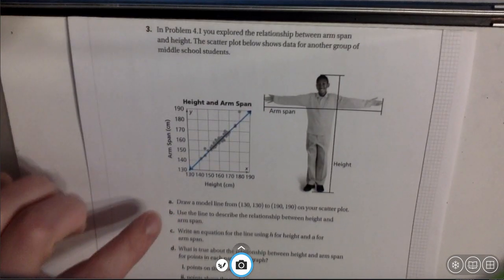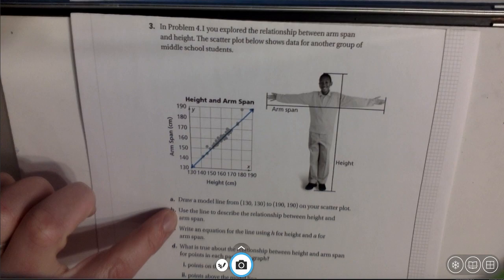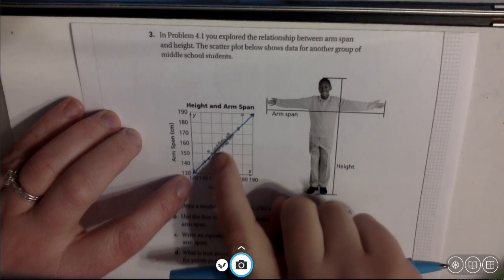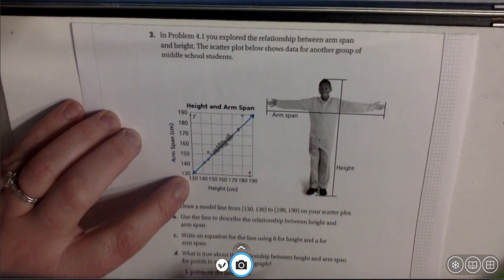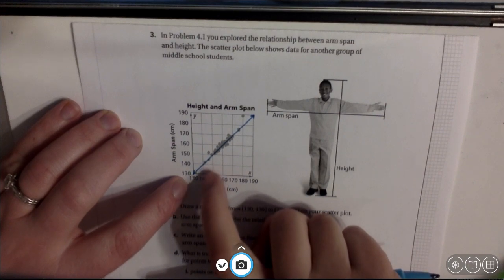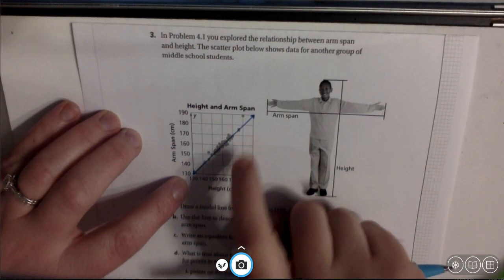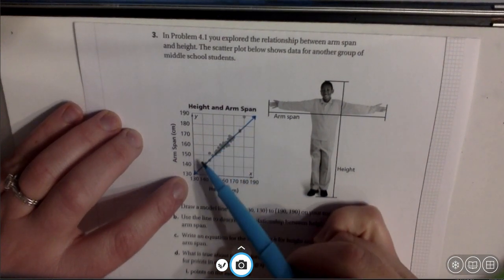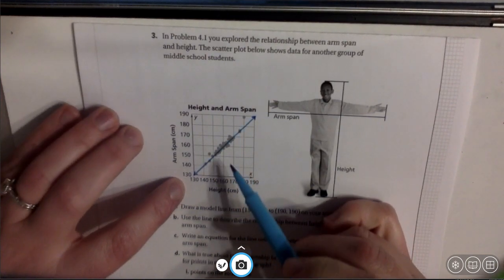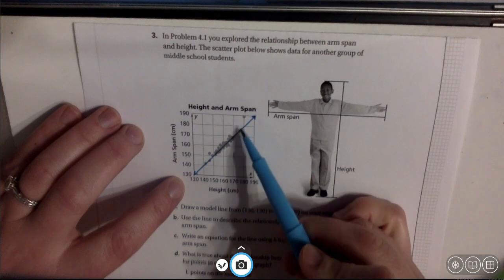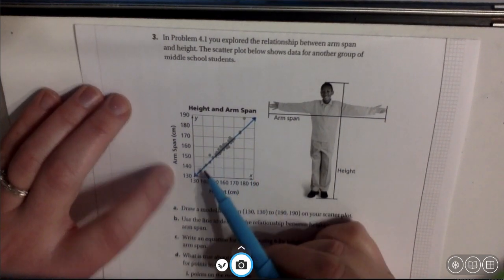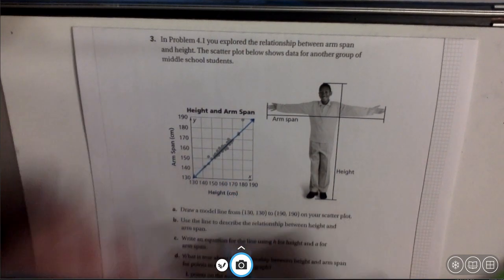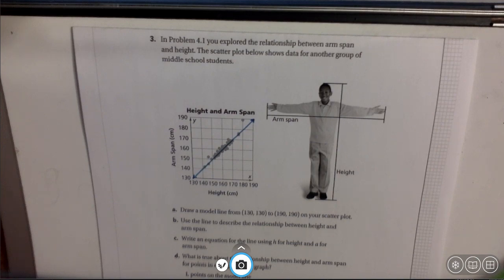So first, we've drawn this line. Now we're going to use this line to describe the relationship between height and arm span. If we look at this line, what can we say about the students? Typically a person is about the same height as their arm span, but I am seeing a little bit more data above in terms of arm span. So our arms are typically a little bit longer overall in this middle school data than being perfectly 130, 130, 140, 140, 150, 150, that sort of thing. So essentially people have slightly longer arms.